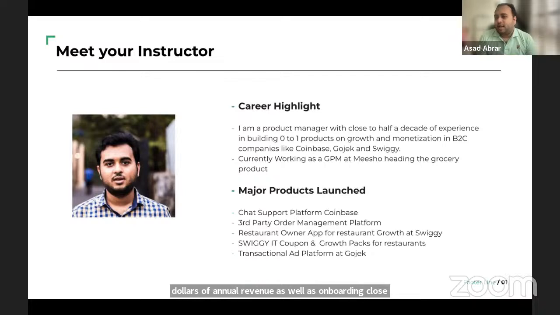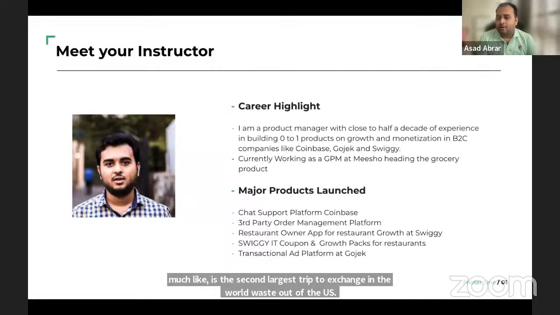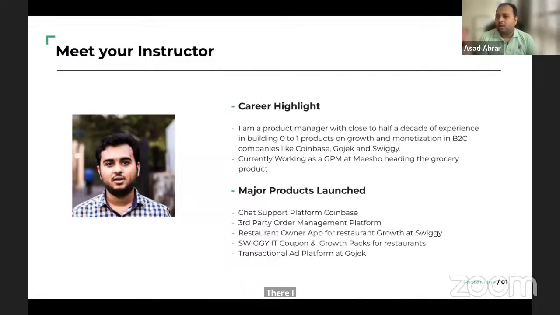And previous to this, I was at Coinbase, where I was building the customer experience platform. For those of you who may not know Coinbase that much, Coinbase is the second largest crypto exchange in the world, based out of the US. There I was building the entire customer support platform for users who were transacting on crypto related assets.